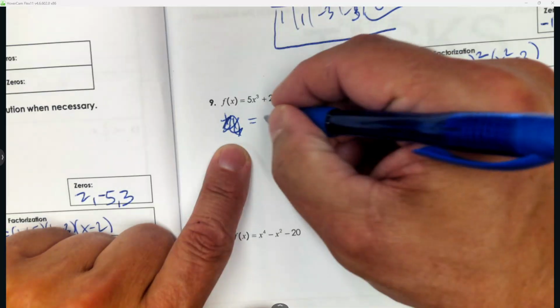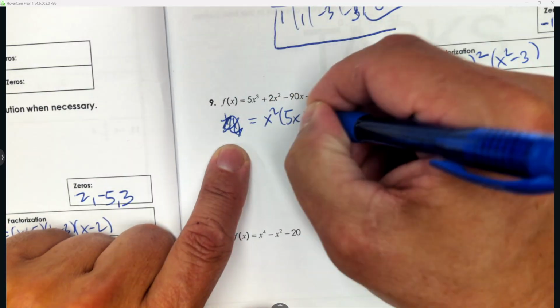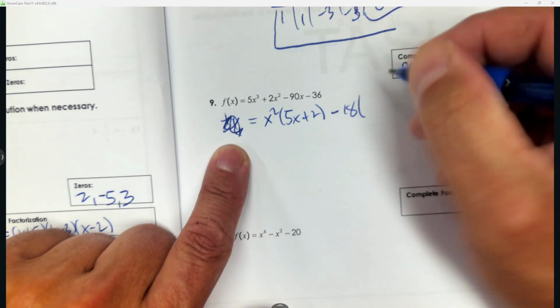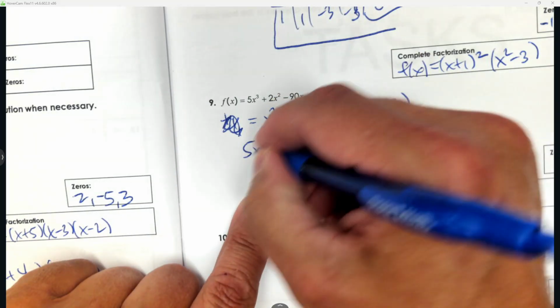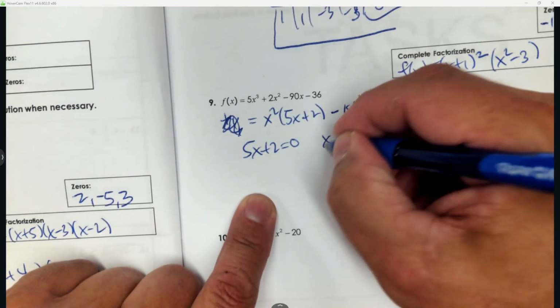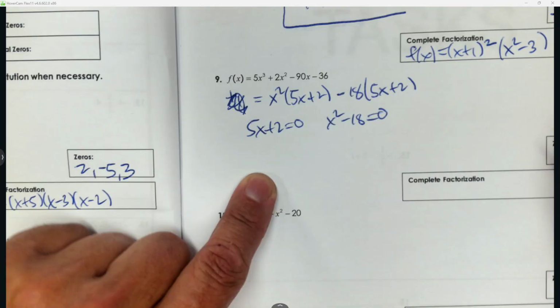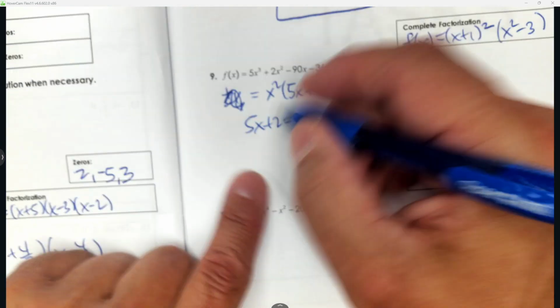So I'm going to factor out an x squared. That's 5x plus 2. I'm going to factor out negative 18, and that's going to give me 5x plus 2. So one factor is 5x plus 2. The other factor is x squared take away 18. And then I solve it.